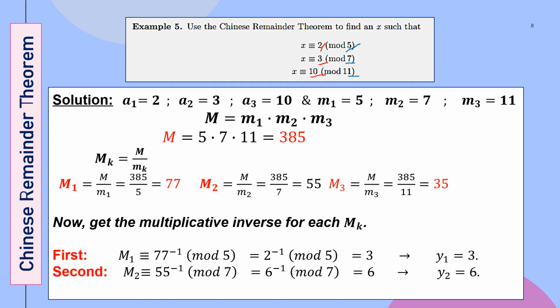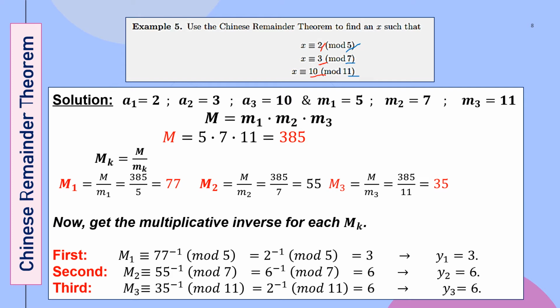How about the m sub 2? The inverse of 55 modulo 7. 55 divided by 7 is 7 remainder 6. So now we will use the inverse of 6 modulo 7. We will look for a number that when we multiply by 6 will have a remainder of 1 when divided by 7. We have here 6 times 6 is 36, near 35 with a remainder of 1. Therefore, the value of y sub 2 is 6.